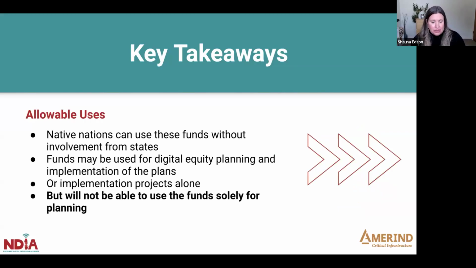Some things that they're allowed to use the grant funds on: Native entities can use these funds without involvement of the states. So they do not have to work with the state on creating their project. However, if their goals are aligned with that of the state, their digital inclusion activities can align and be mentioned in their plans. And funds must be used for digital equity planning and doing digital inclusion activities listed in the plan, or just doing digital inclusion activities, but they can't be used just to create digital equity funds. Okay, next slide.